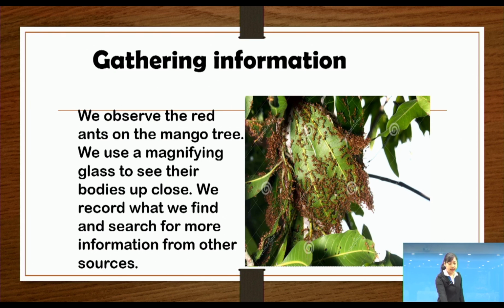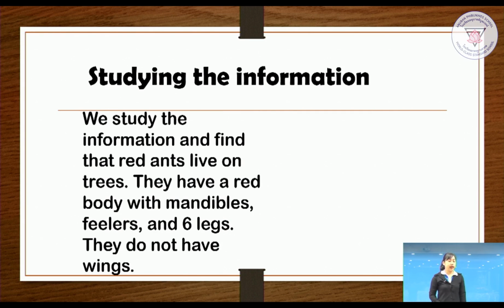So this one is the red ants. The next one is to study the information. We study the information and find that the red ants live on trees. A big check on it. Then the next one is they have a red body. Check. The next one is with mandibles, feelers, and 6 legs but do not have wings. So the red ants do not have wings and they have 6 legs but not 4 legs.